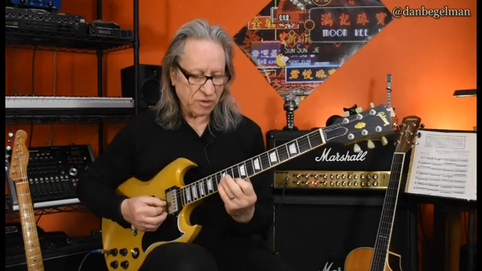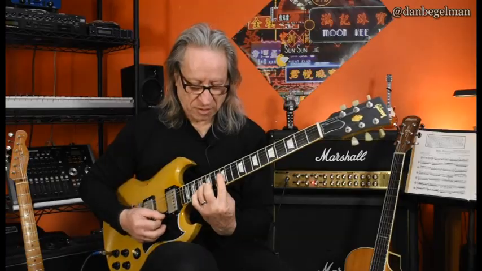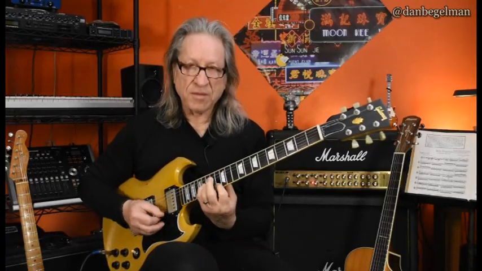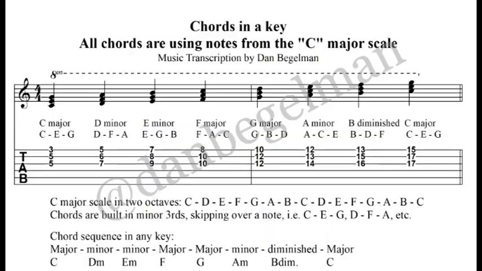So again, back to the key of C. C major, D minor, E minor, F major, G major, A minor, B diminished, and C major. All of those chords have not the same notes, but they all have notes that belong to the key of C.